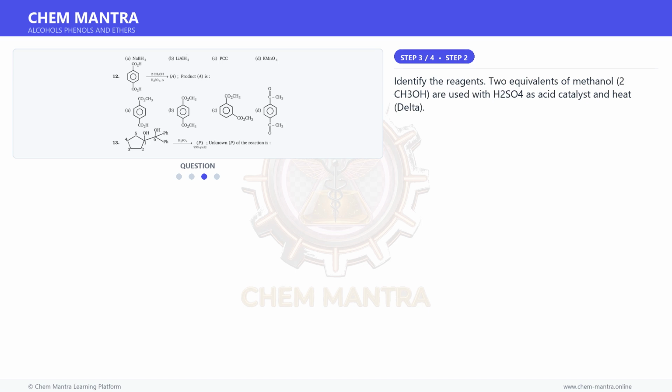Moving on to the next step. Identify the reagents. Two equivalents of methanol, CH3OH, are used with H2SO4 as acid catalyst and heat, delta.